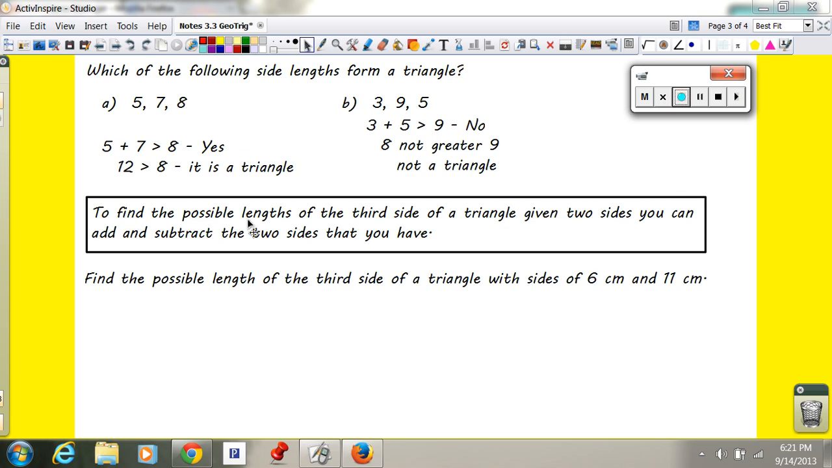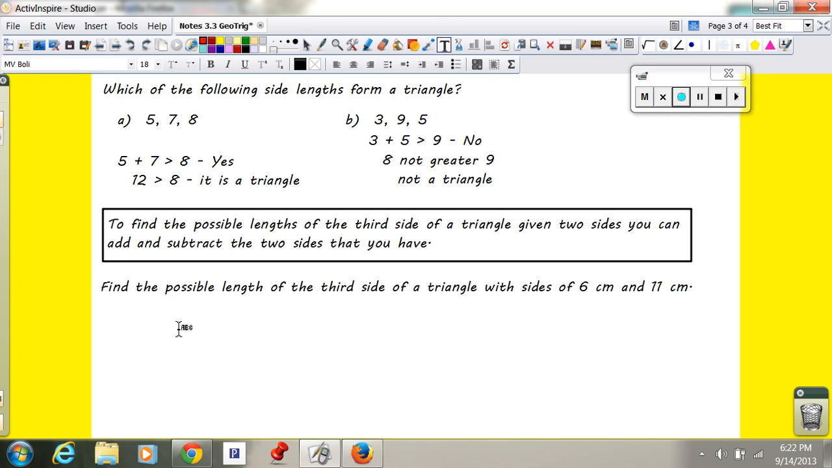So to find the possible lengths of the third side, that means I've given two sides already, you can add and subtract those, and you would find the possible values that could be the third side. So let's look at this right here. Find the possible length of the third side of a triangle that has sides 6 and 11.